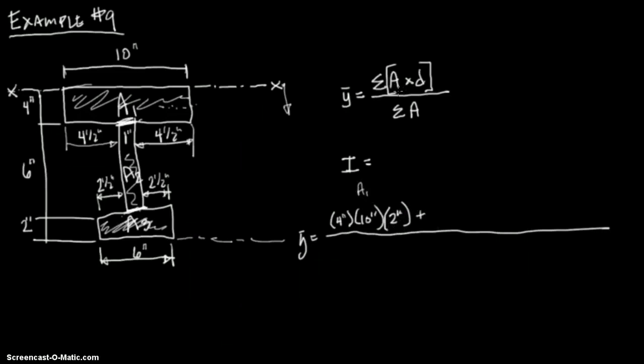Plus, we're going to go A2, which is 1 inch wide times 6 inches tall. And then halfway right here is the centroid of this rectangle right here. So, well, let's go ahead and change colors actually.